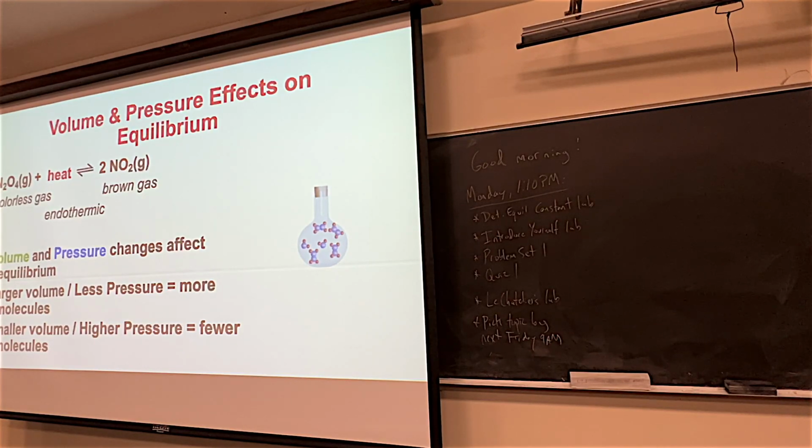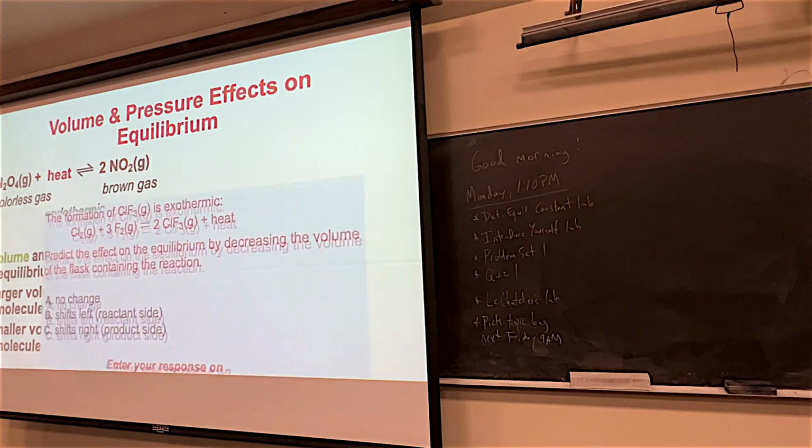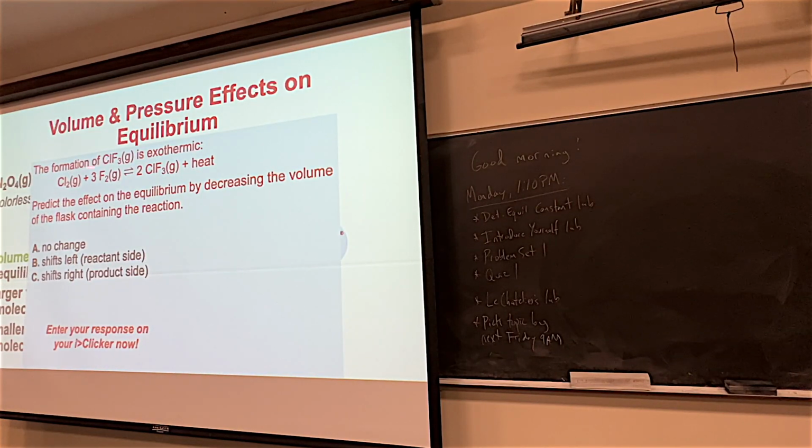Smaller volume and higher pressure goes to the side of fewer molecules. Okay, so let's go back to the chlorine and fluorine making ClF3 example again. These are all gases, so changing pressure and volume will definitely affect things. In this problem, we're decreasing the volume, so we're squishing it down. And to answer this one, whether it's left, right, or no change, you need to think about the total moles of gas. How many total moles of gas are there on the reactant side?